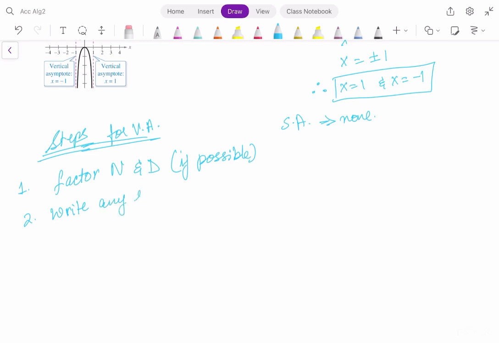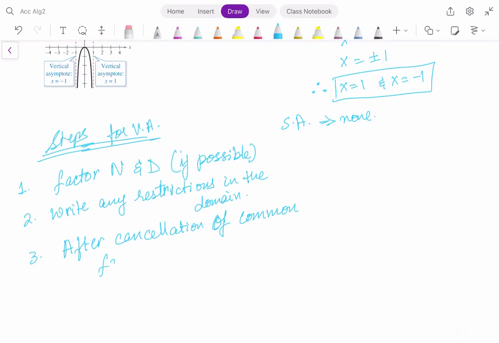So write any restrictions. Restrictions implies if there is any hole. If you factor the numerator and denominator, the common factor is a hole in the graph, right? So you need to write it down if there is any hole. Then after factoring, it is a good idea to cancel any common factor, because that will help us find the hole and simplify the denominator. Once we have a simplified denominator, I can put the denominator equal to 0.